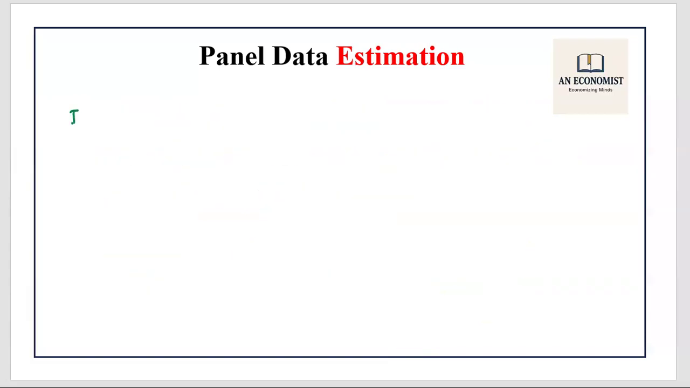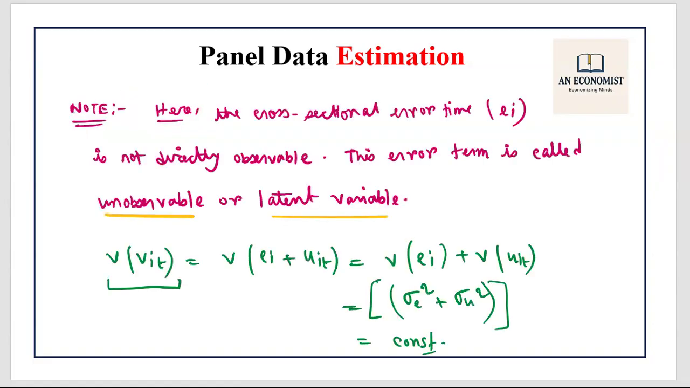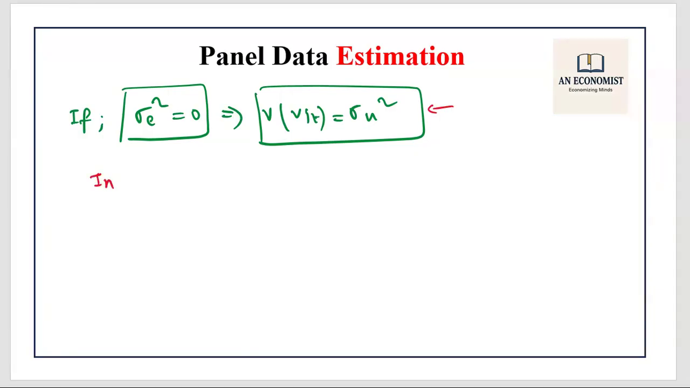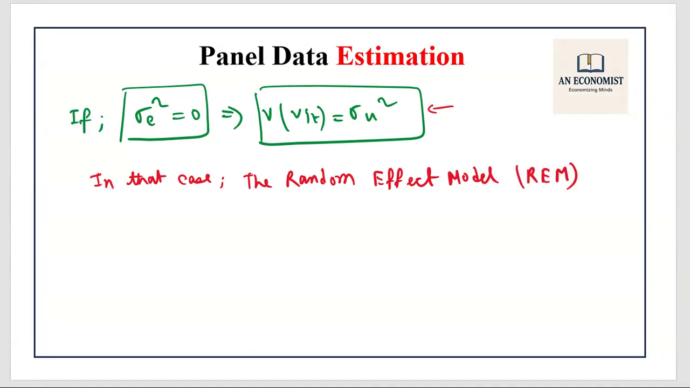Now, suppose in some case sigma E square becomes 0. Can you tell me what will happen? Can you pause the video and think for a bit? If sigma E square is 0, the variance of VIT will come out to be sigma U square only. In that case, the random effect model, which is in short written as REM, reduces to the fixed effect model.